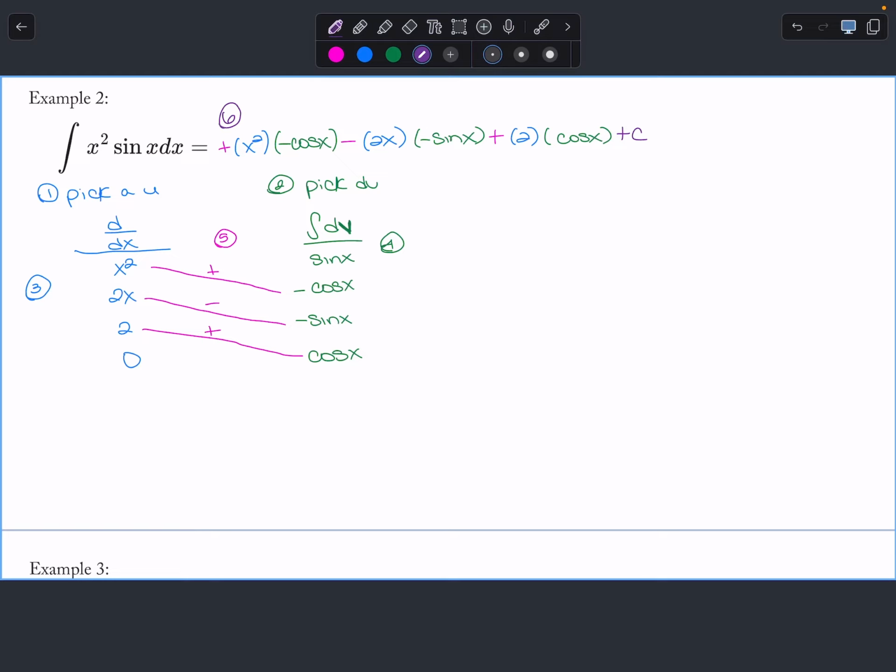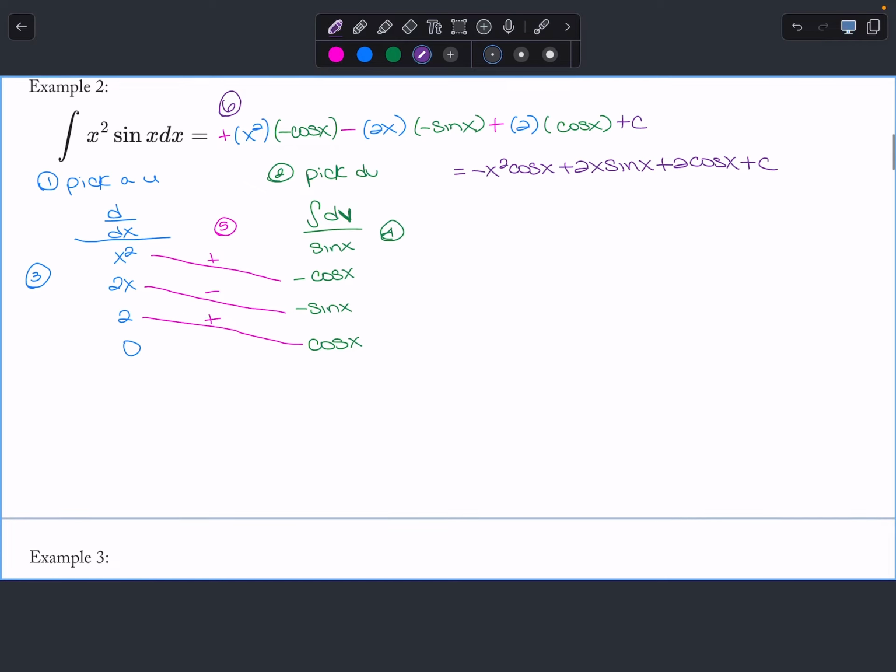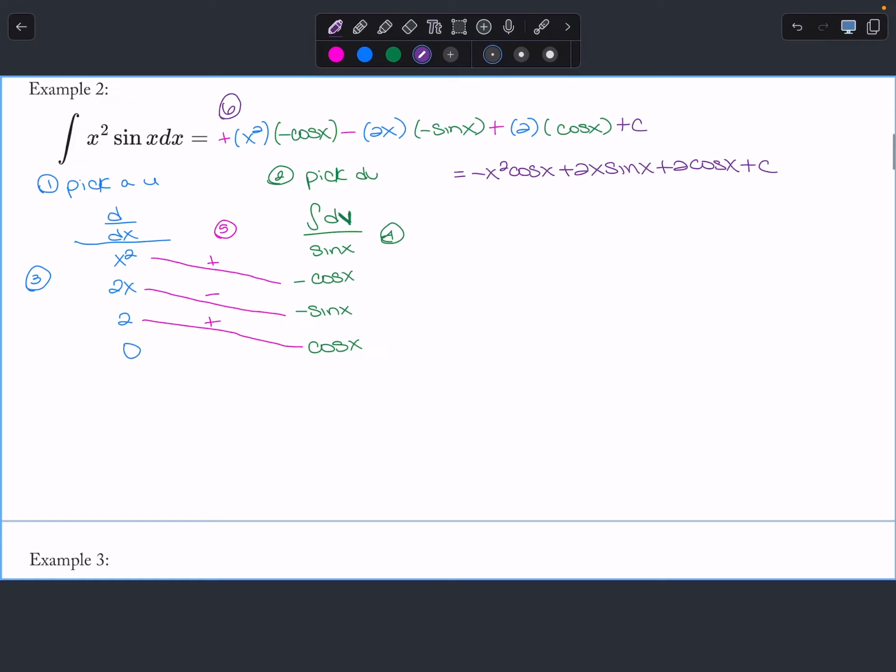And then we just clean it up. So negative x squared cosine of x plus 2x sine of x plus 2 cosine of x plus c. Questions?